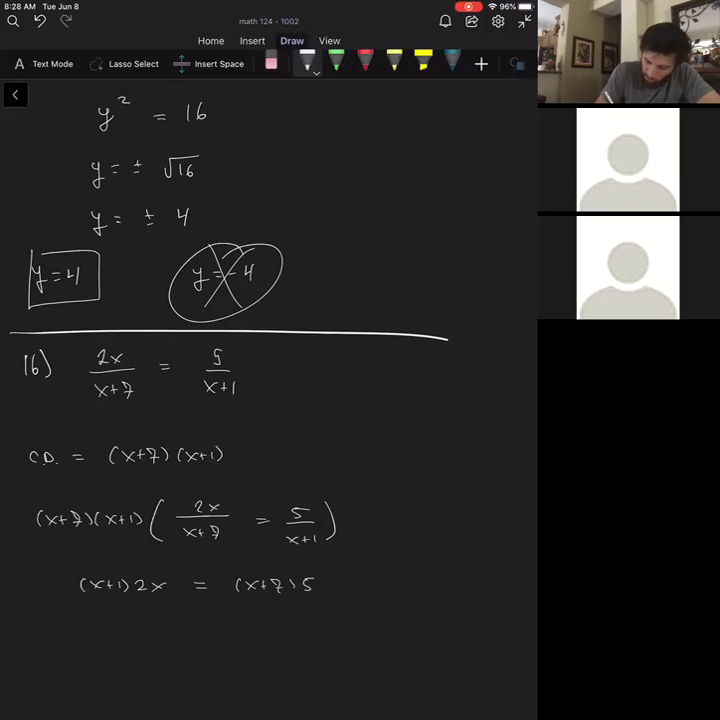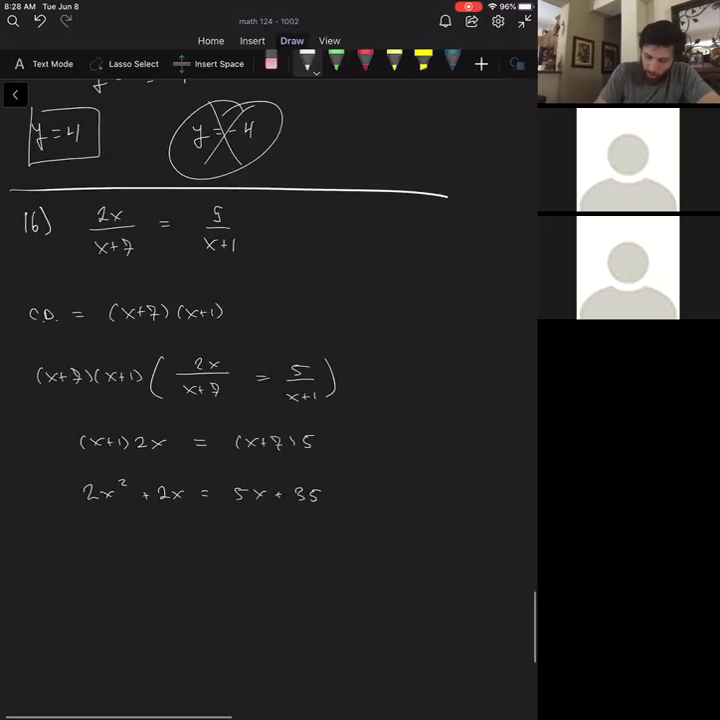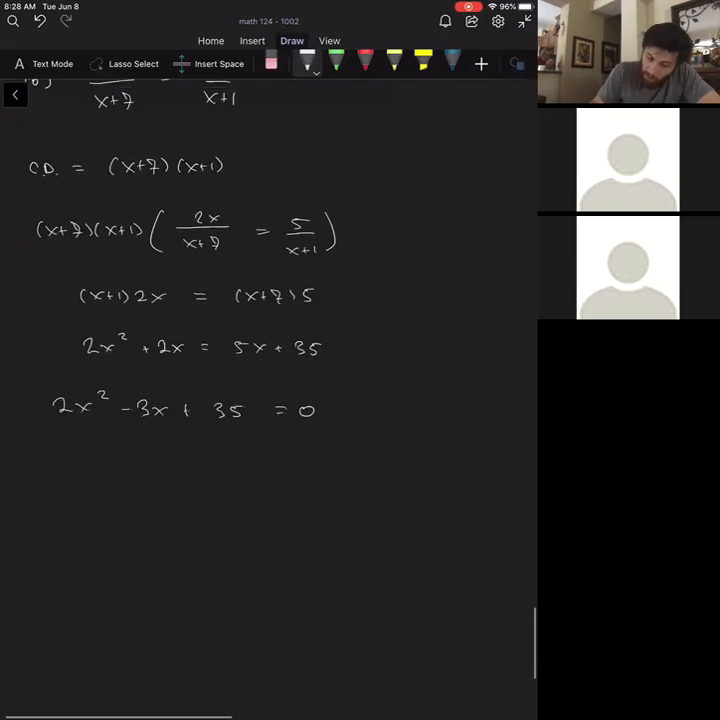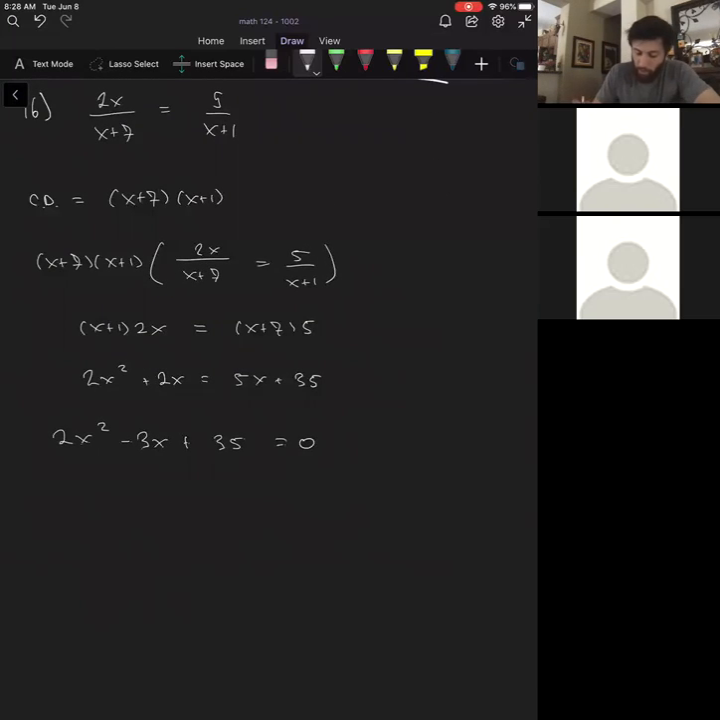So now if we distribute the 2x, we're going to get 2x squared plus 2x. And on the right-hand side, we'll get 5x plus 35. So let's get everything onto one side. So this is going to be 2x squared minus 3x plus 35 is equal to 0. So we need to factor this.